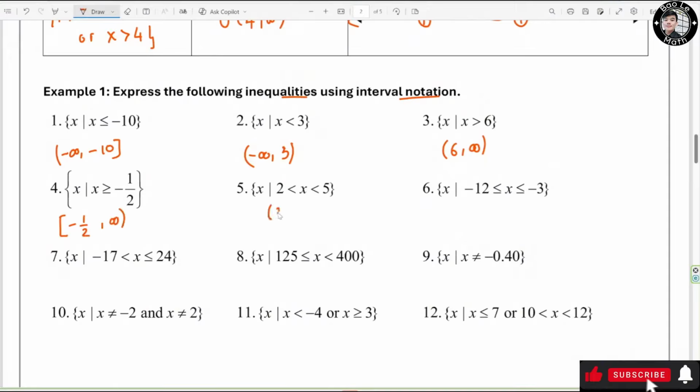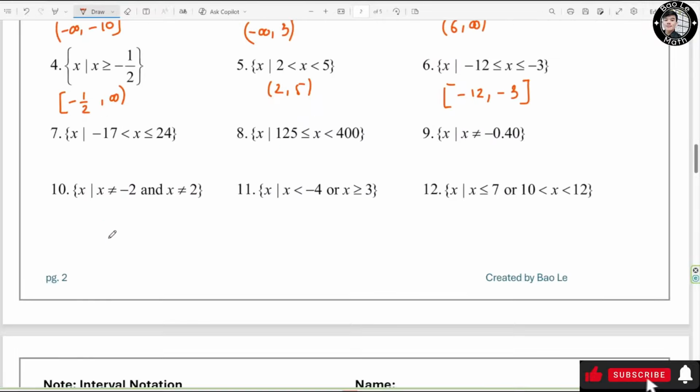Since you have the equal sign here, you need to put the bracket, infinity. This one, 2, comma, 5. This one, negative 12, comma, negative 3, should be brackets. This one, negative 17, comma, 24: 24 should be a bracket, negative 17 should be parentheses. This one, 125, comma, 400: 400 parentheses, 125 bracket.